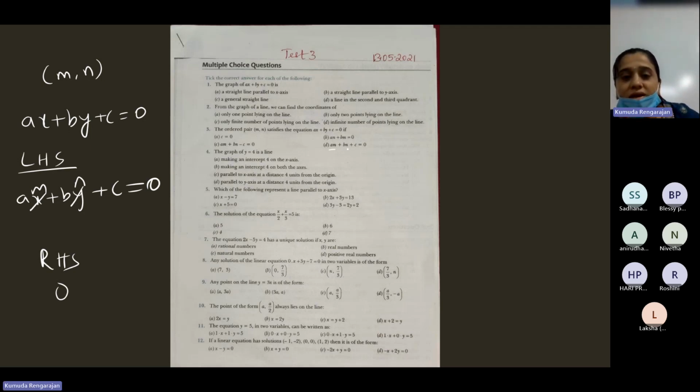So where is the answer here? Am plus bn plus c is equal to 0. So it's option D.